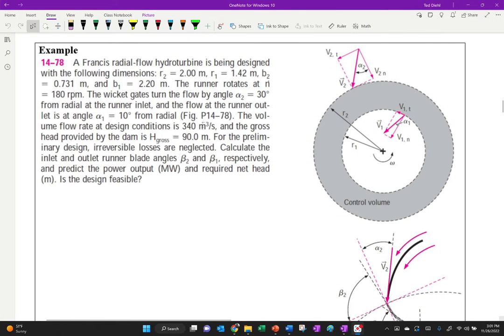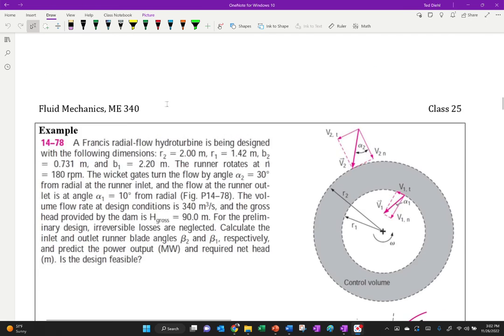Continuing on with class 25, here's an example from Sengel. This is problem 1474, at least out of one of the editions, where we have a Francis radial flow hydroturbine being designed with the following dimensions. We have 2 meters for the outer radius and 1.242 meters for the inner radius. B2 is 0.731 meters and B1 is 2.20, right?